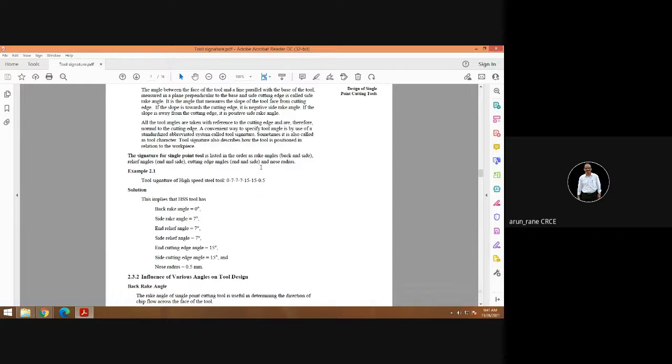And then finally, this is the nose radius, that is 0.5 millimeter is the nose radius of that particular tool. So this is very important. Okay, this tool signature. So on this module 4.2, what can be asked is nothing but explain the tool signature, that is for 2 marks, and explain the various angles on the tools.